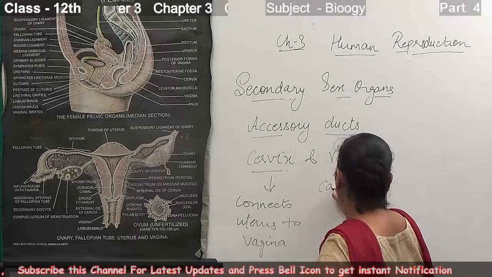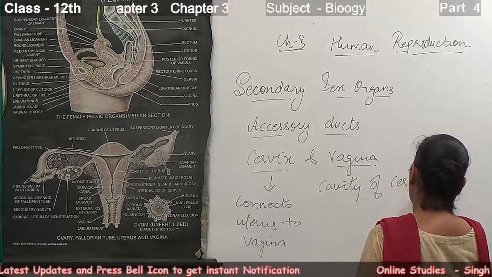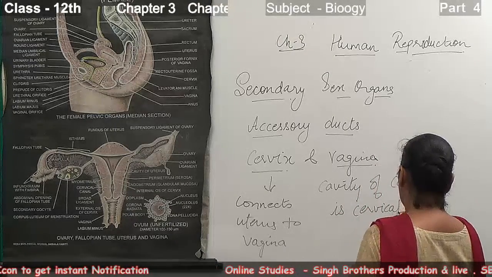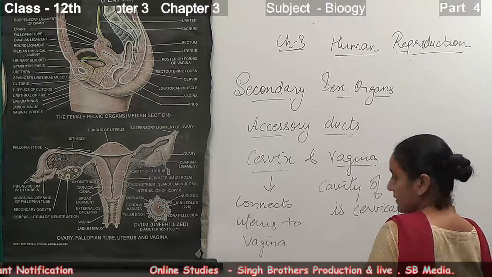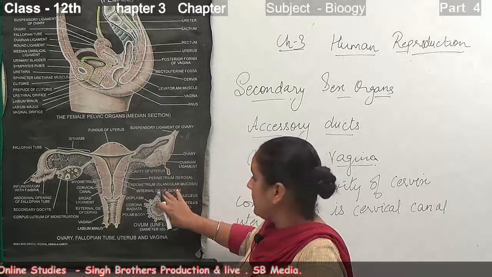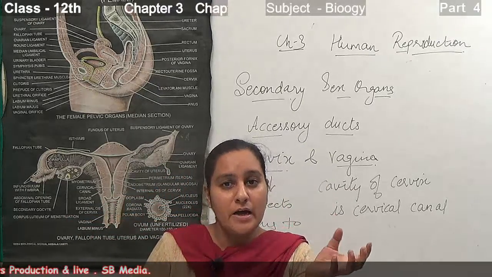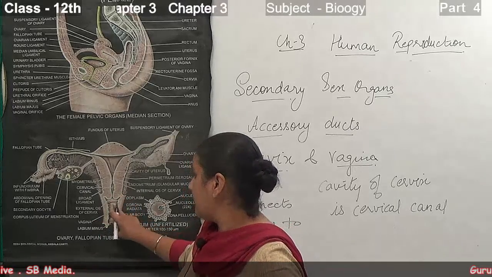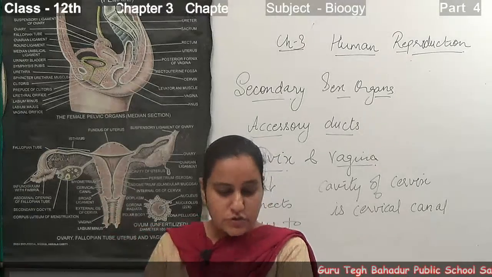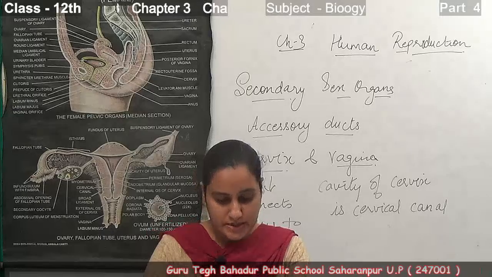The cavity of the cervix is called the cervical canal. This cavity of the cervix is called the cervical canal that forms the birth canal along with the vagina. This is basically the birth canal that is associated with the vagina. So this is all about the accessory ducts of the secondary sex organs.